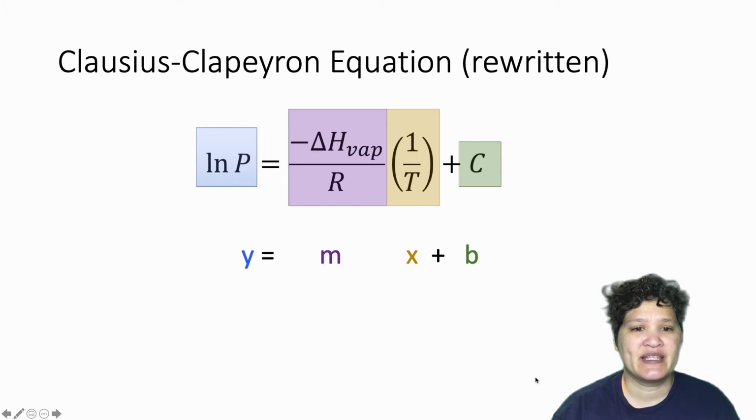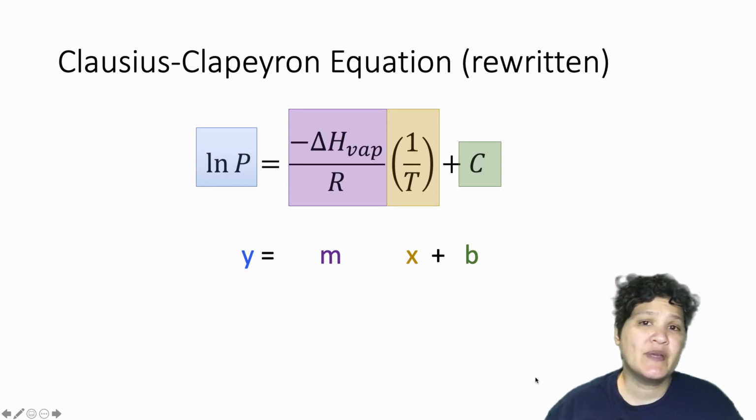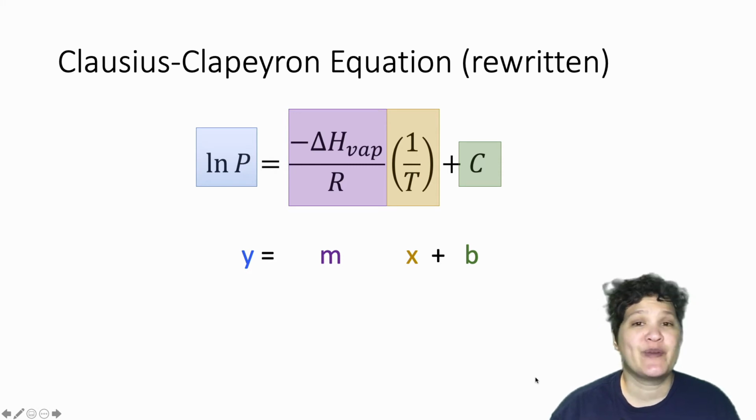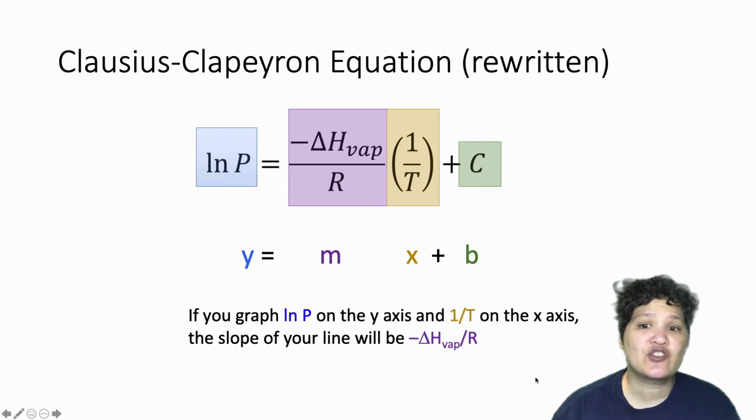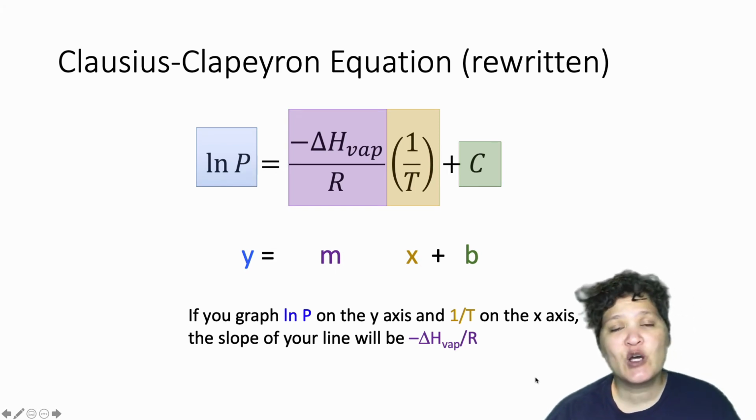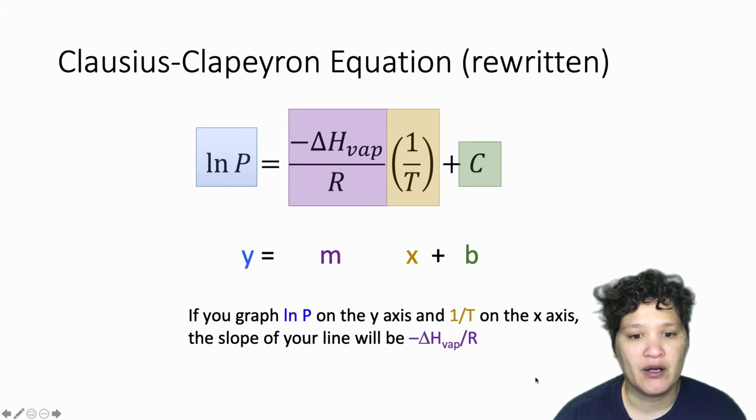And you can see that we can set this up to be a linear equation where y is the natural log of P, m is negative heat of vaporization over R, x is 1 over T, and b is this constant. So if you have experimental data showing vapor pressures at different temperatures, you can graph natural log of P on the y-axis, 1 over T on the x-axis, and the slope of your line will be the negative heat of vaporization divided by R.